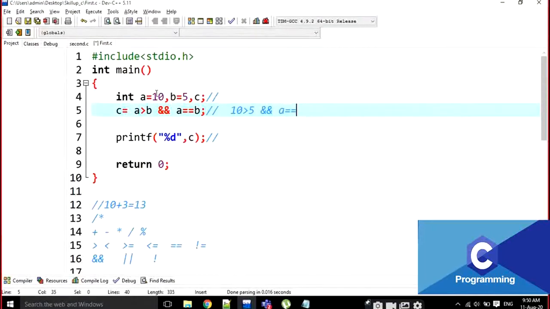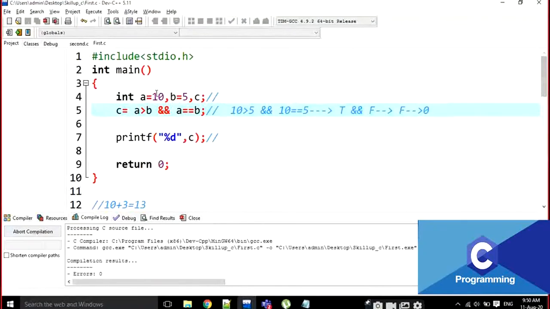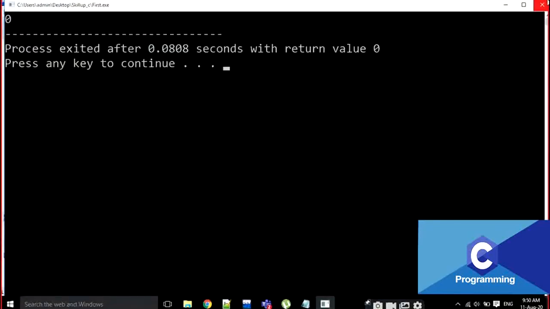Is 10 equal to 5? Is it true? It is false. If it is false, then the result is 0. True and false, the result is going to be false, that means 0. Okay, the result is going to be 0 here.